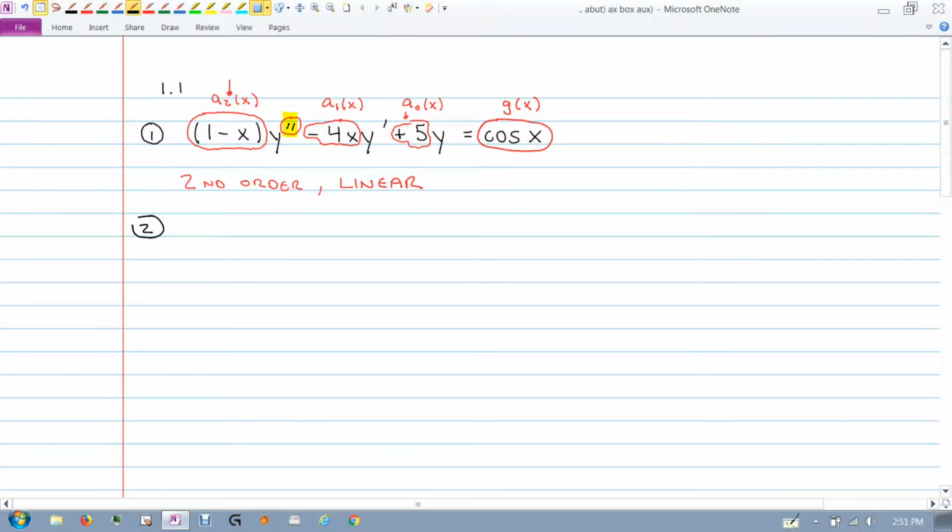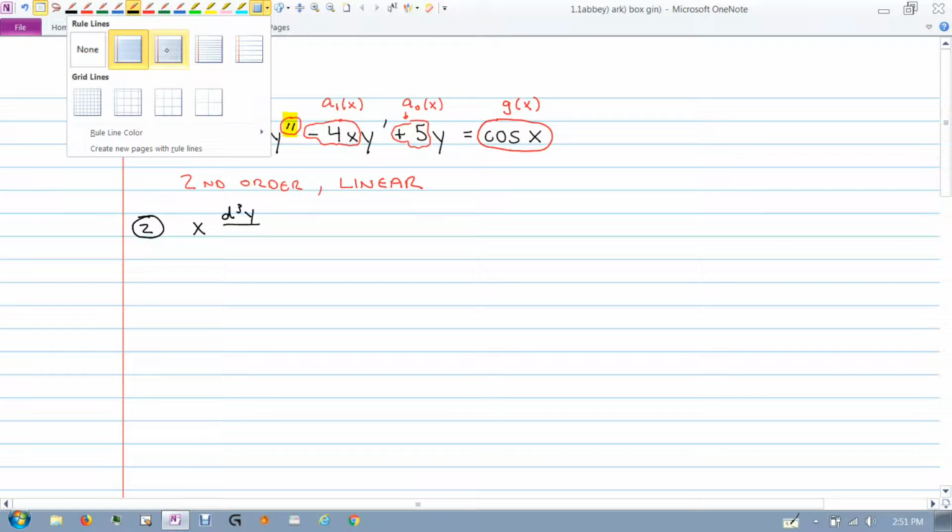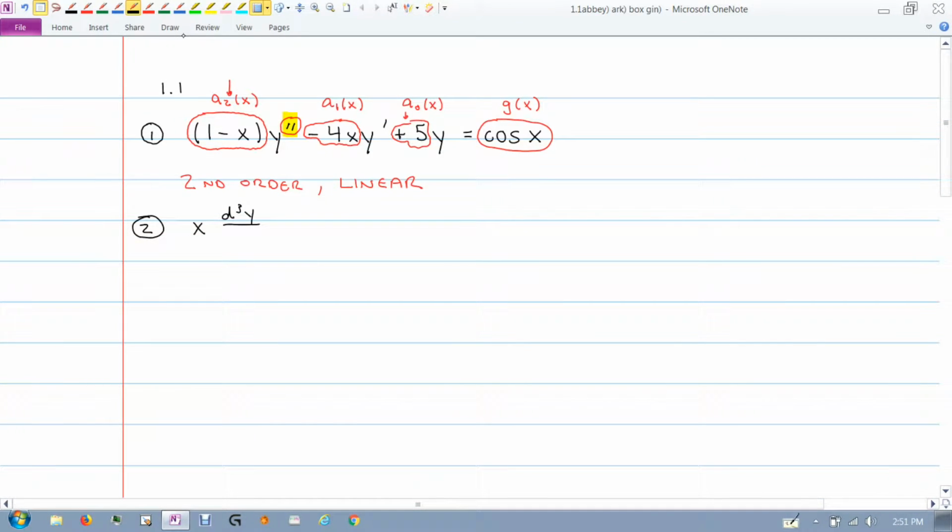So for number 2, we have x, and then we have d3y. This is the third derivative of y with respect to x, and then minus 2, and then we have the derivative of y with respect to x, just the first derivative, all of that to the fourth power, and then plus y equals 0. I might make my lines a little bit bigger here. That didn't help. That's okay.